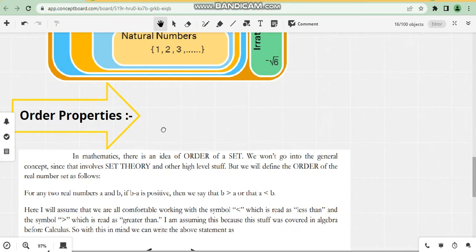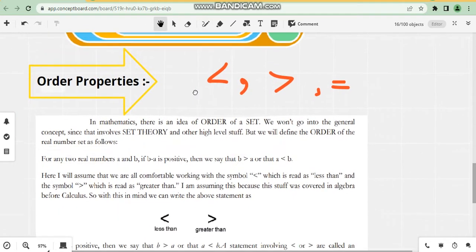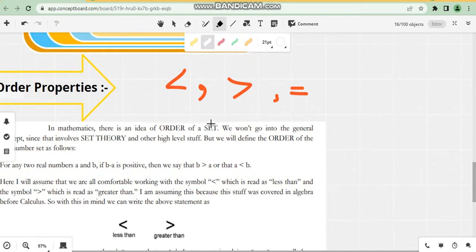Next thing comes about order properties. When we look at the word order, the thing that comes to mind is that it can be less than, it can be more than, or it can be equal to. The numbers can be. So basically in the book that's mentioned in mathematics, there is an area of order of a set. Like, what is a set? A collection of things, a collection of numbers.